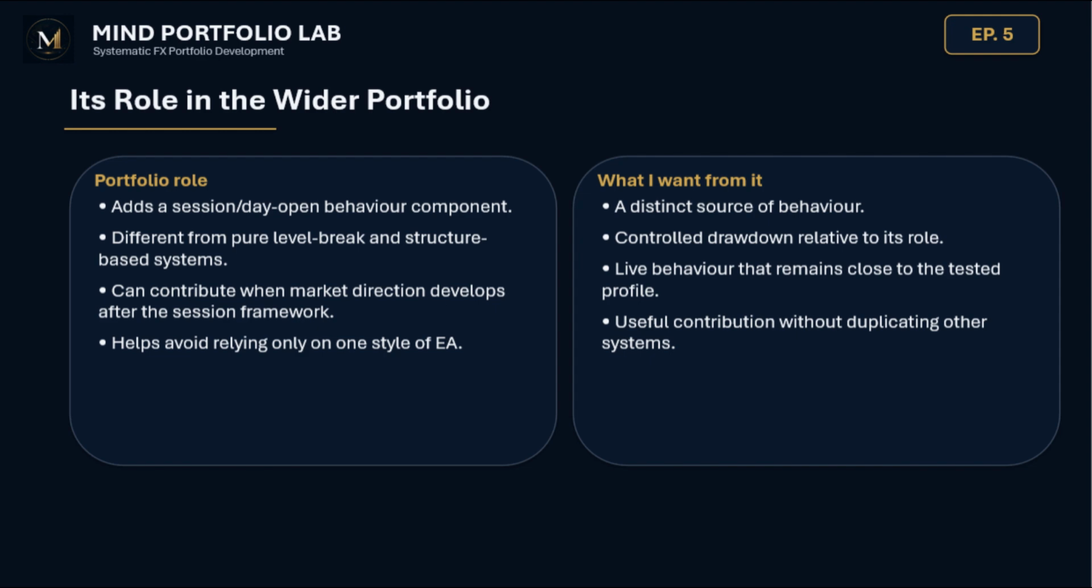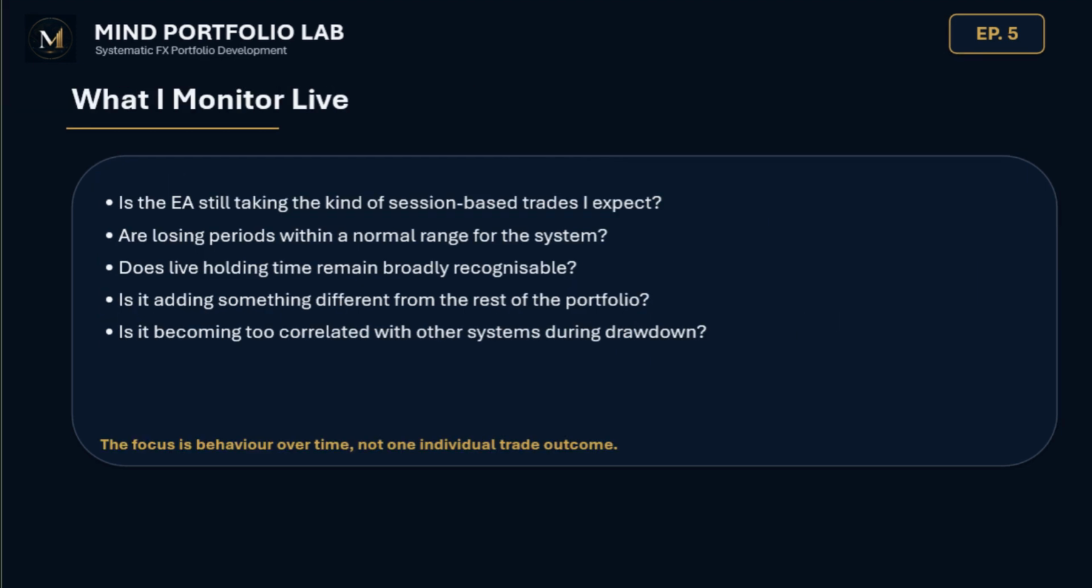When I monitor it live, there are a few things I care about most. First, is it still taking the kind of session-based trades I expect? Second, are the losing periods within a normal range for the system? Third, does the live holding time remain broadly recognizable? Fourth, is it contributing something different from the rest of the portfolio? And fifth, is it becoming too correlated with other systems during drawdown? Those are the questions that matter more than any individual trade. I do not want to react emotionally to one outcome. I want to judge the EA by its behavior over time and by whether it still has a clear role in the portfolio.